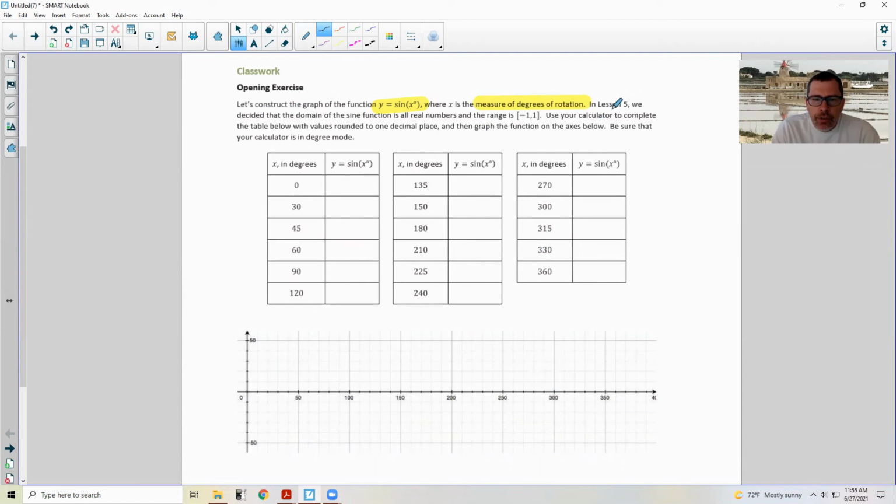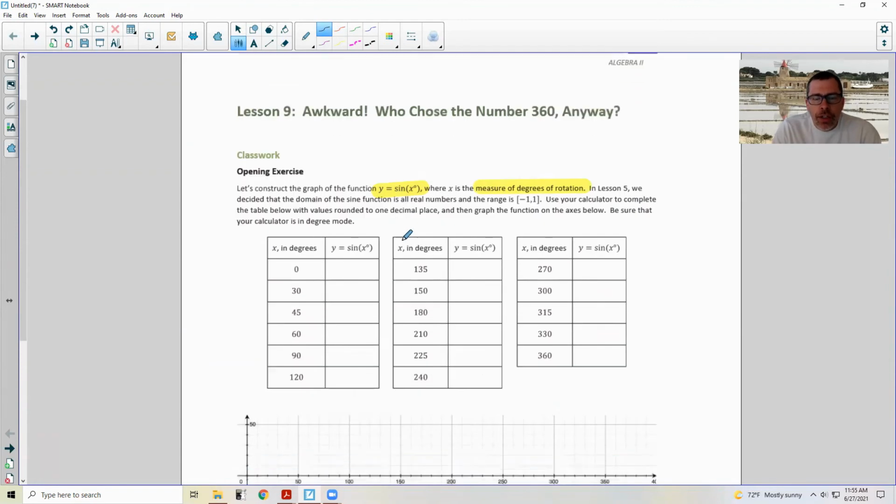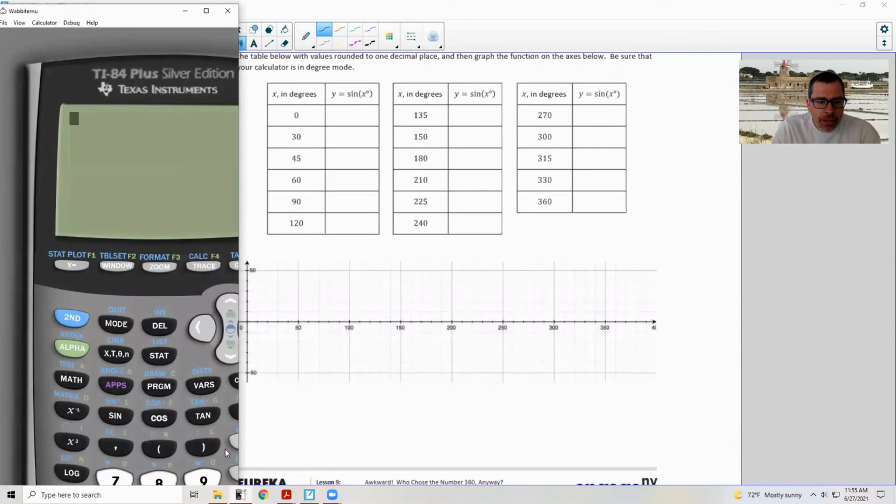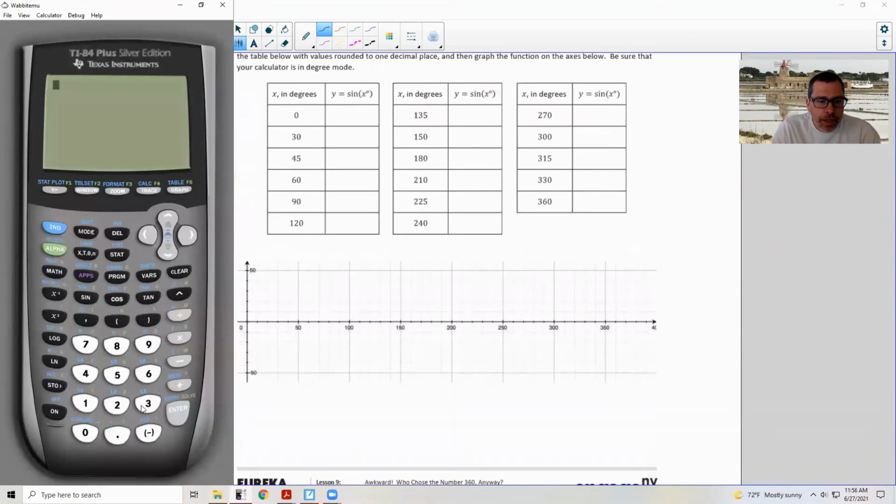Use your calculator to complete the table below with values rounded to 1 decimal place, and then graph the function on the axis below. Be sure that your calculator is in degree mode. This has already been done in lesson 8, so I'm not going to spend a whole lot of time on this. I'm just going to plow through. You want to go into your calculator and hit mode and make sure you are in degrees, not radians yet. So here we go.